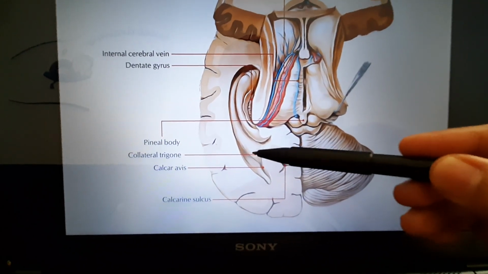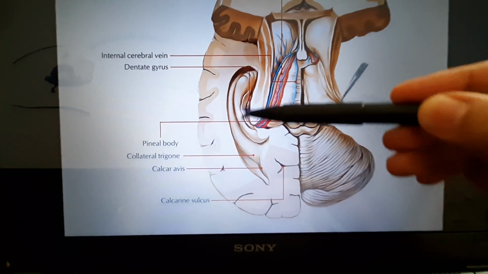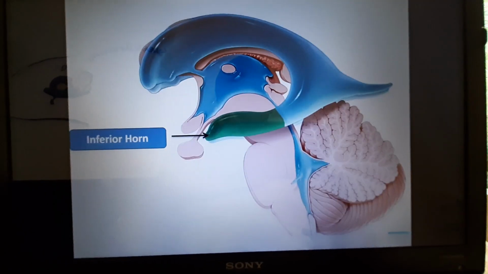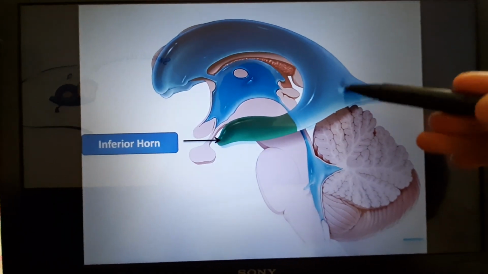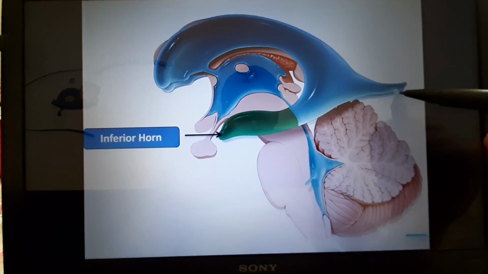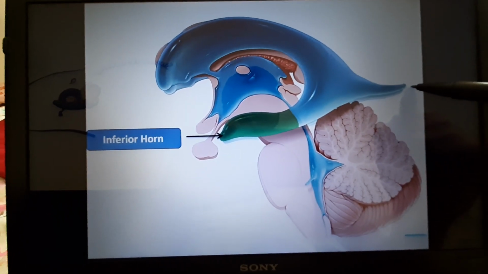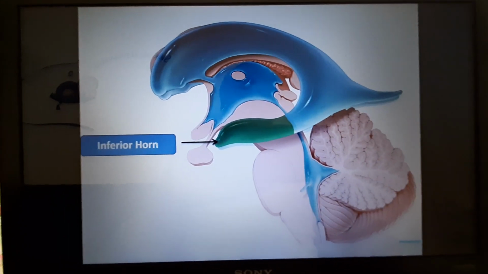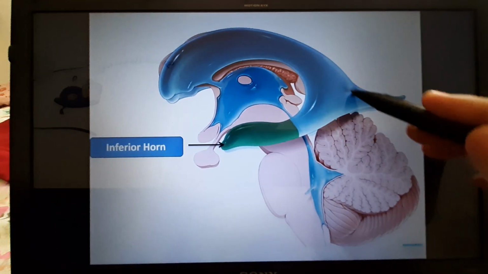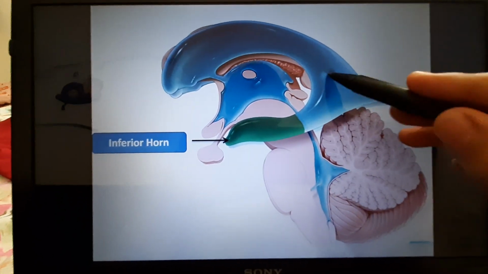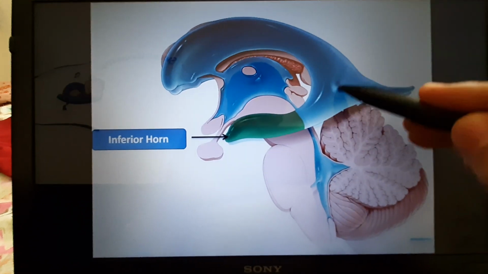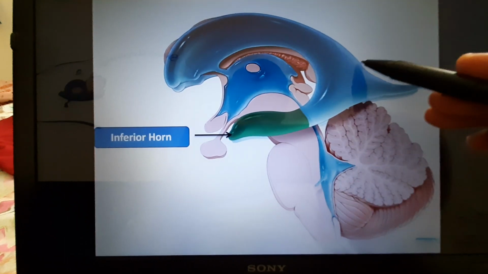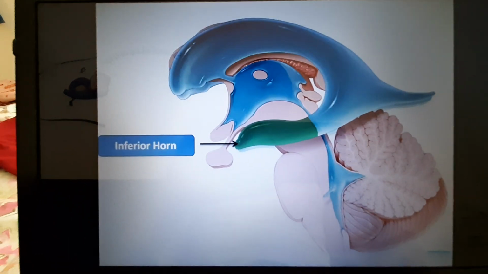You can see the collateral trigone also over here. This is the area where the inferior horn and the posterior horn diverge. So this is actually the trigone, where you can see the posterior horn going posteriorly and the inferior horn below. This area is called the collateral trigone, which roughly represents a triangle, where one extension is going towards the inferior aspect forming the inferior horn, and one is going towards the posterior aspect forming the posterior horn.